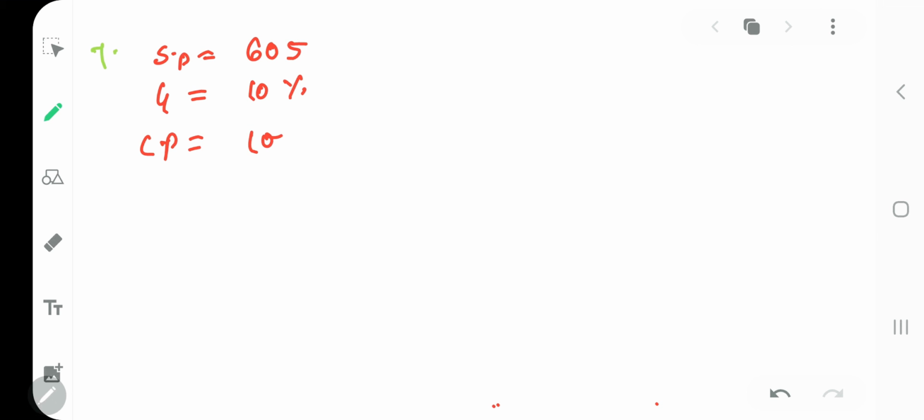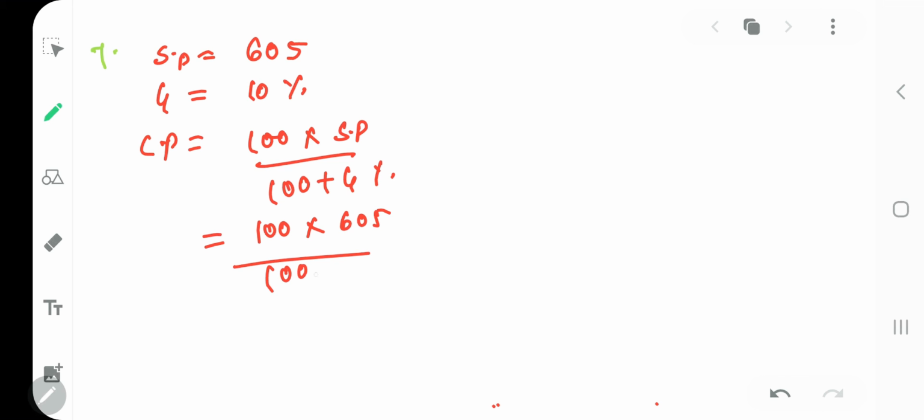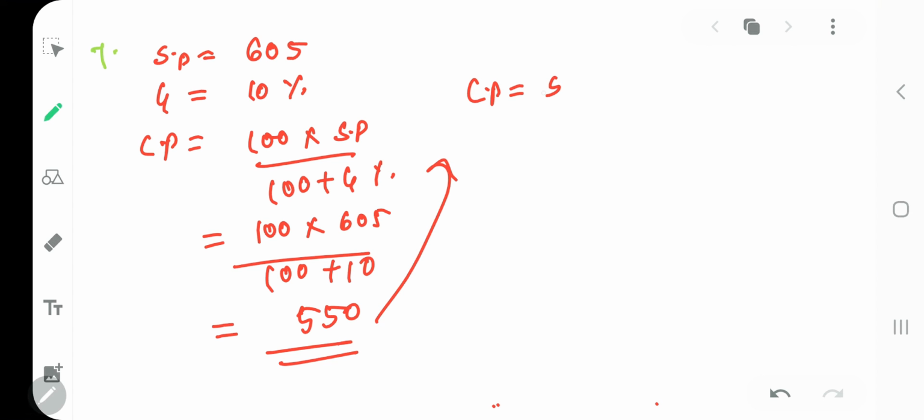For CP we have the formula 100 into SP upon 100 plus gain percent, that is 100 into 605 upon 100 plus 10, and your answer will be 550. Yes. Now the second condition says the same CP you will apply for the second condition, and now you have to earn a profit percent of 16. Yes, my dear kids, are you getting my point very clearly? Now you have a profit percent in hand, you have a CP in hand, and they are asking you for how much you will sell this object or this radio set.